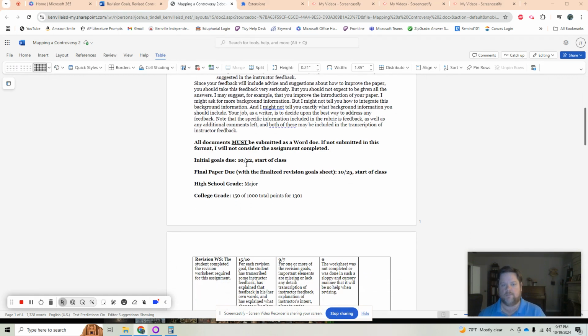Tuesday we're going to team up and look over each other's goals and give each other some ideas for refinement, and then we're going to start revising. That's what we're going to do essentially all week long, because the final paper is due on the 25th, which is Friday. Once again, it is a major grade on the high school side. And on the college side, it is 150 of the total 1,000 points. So it's 15% of your semester grade.